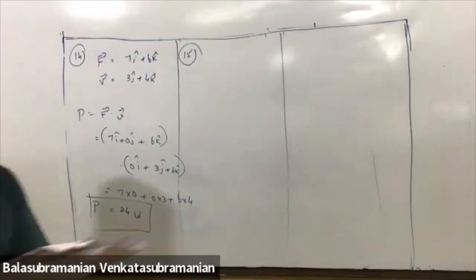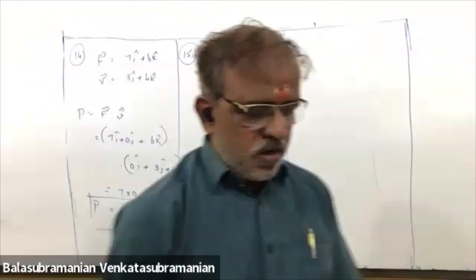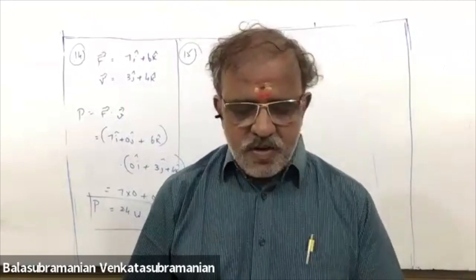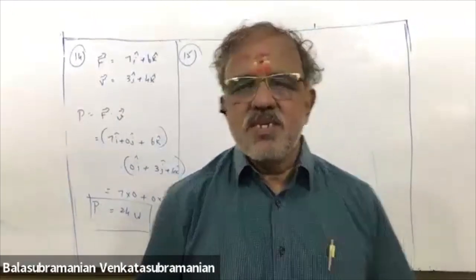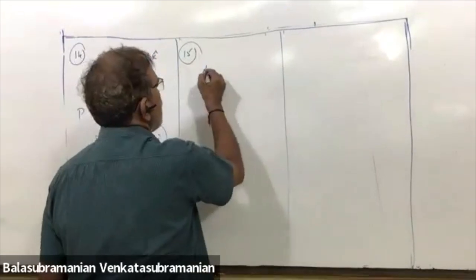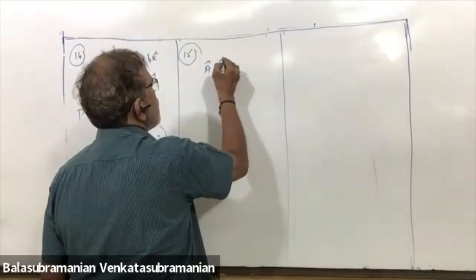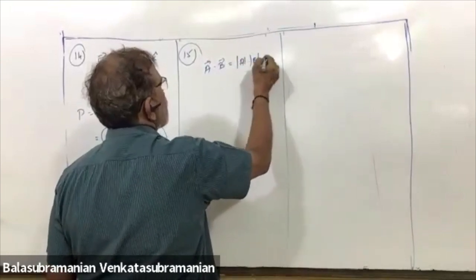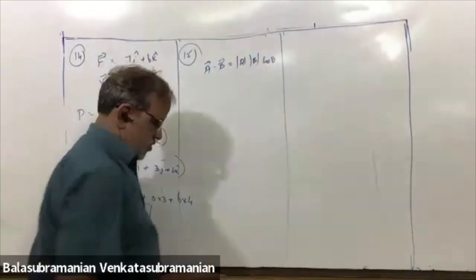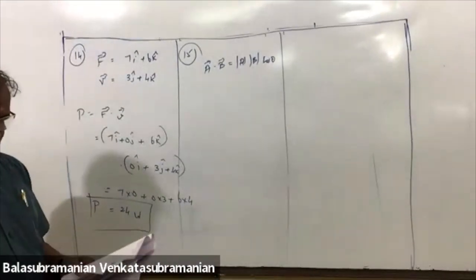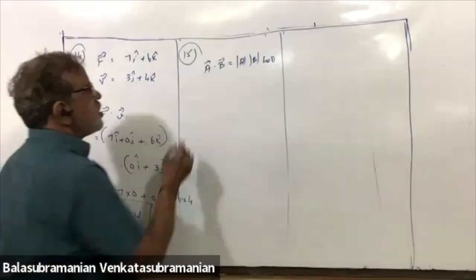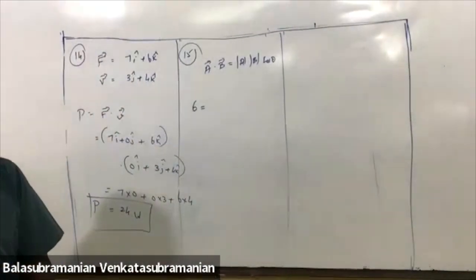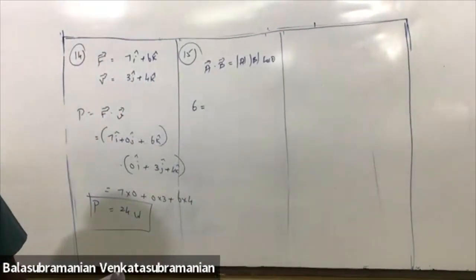15. If the magnitudes of two vectors are 3 and 4, and the scalar product is 6, find the angle between the two vectors. Scalar product formula: A dot B is equal to modulus of A, modulus of B, cos theta. Scalar product A dot B is 6. Magnitudes of the two vectors are 3 and 4.